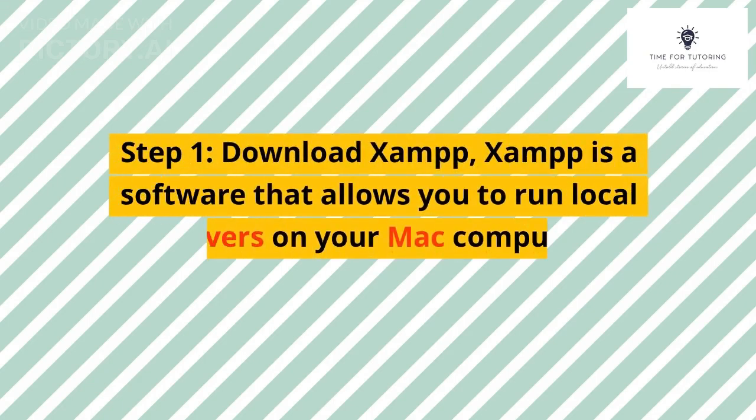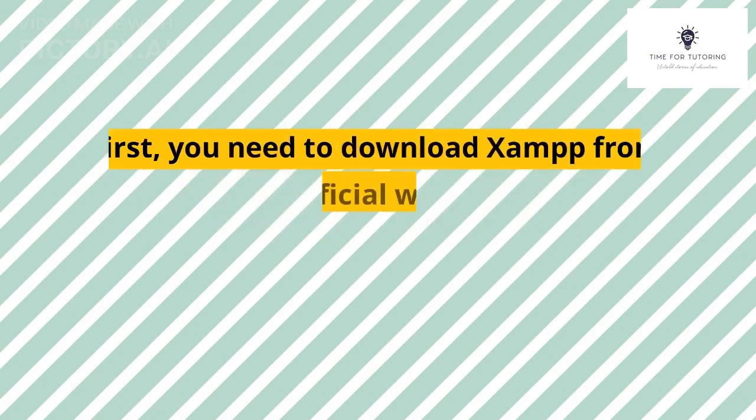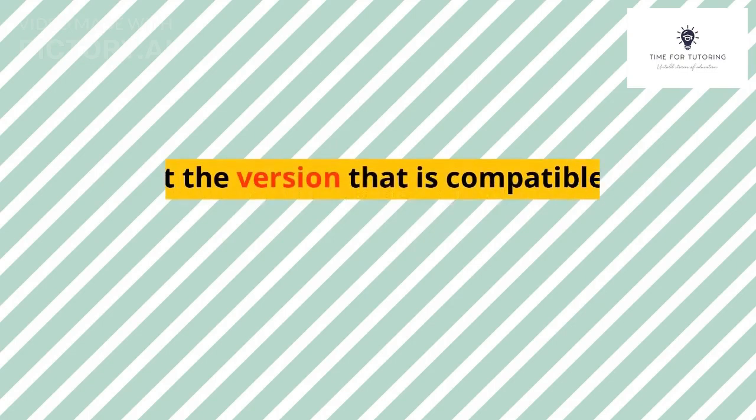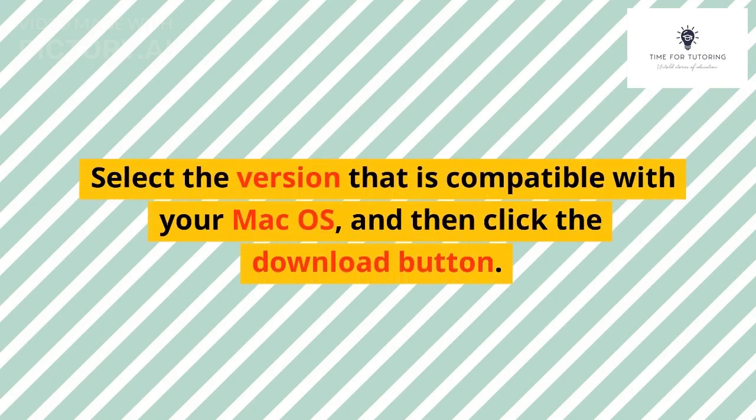Step 1. Download XAMPP. XAMPP is a software that allows you to run local servers on your Mac computer. First, you need to download XAMPP from the official website, https://www.apachefriends.org/download.html. Select the version that is compatible with your Mac OS, and then click the download button.